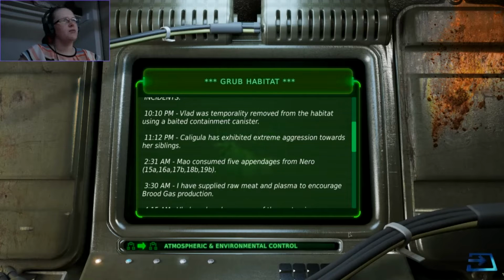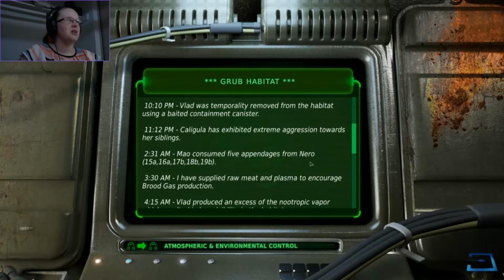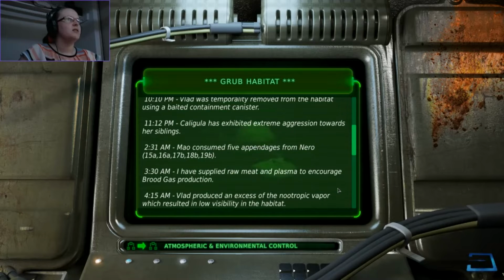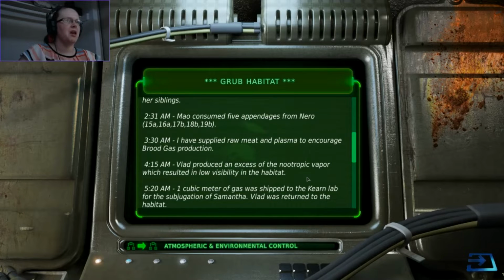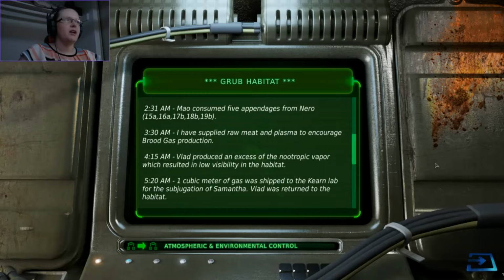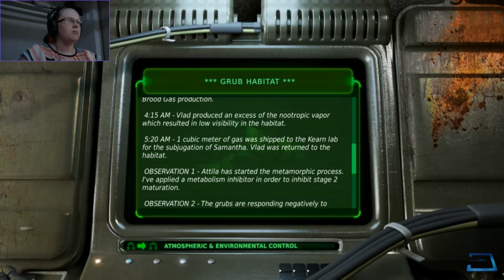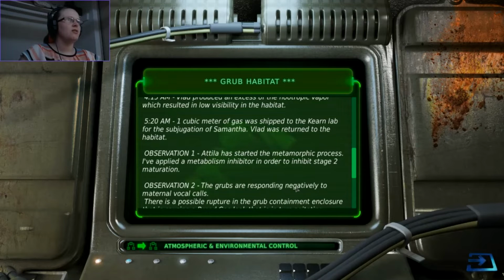Incidents. 10:10 p.m. Vlad was temporarily removed from the habitat using a baited, contaminated canister. 11:12. Caligula has exhibited extreme aggression towards her siblings. Mao consumed 5 appendages from Nero. I have supplied raw meat and plasma to encourage brood gas production. Vlad produced an excess of the nootropic vapor, which resulted in low visibility in the habitat. 1 cubic meter of gas was shipped to the Kern labs for the subjugation of Samantha. Vlad was returned to the habitat.